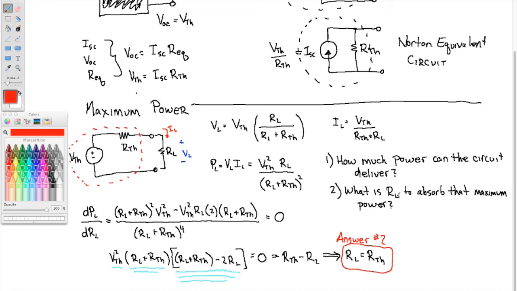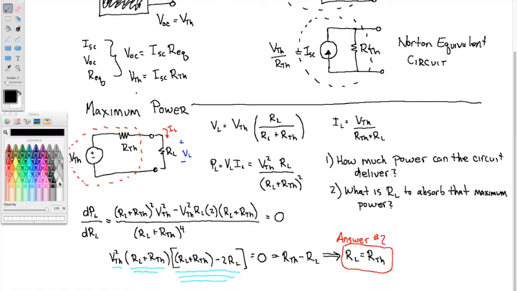What is RL to absorb the maximum amount of power? Well, connect whatever the Thevenin resistance of your circuit is, and you're guaranteed to absorb the maximum amount of power. That's called, well, impedance matching, or resistance matching. You may have heard that. It's very popular in audio, impedance matching. You have to match impedance to absorb the most amount of power, right?